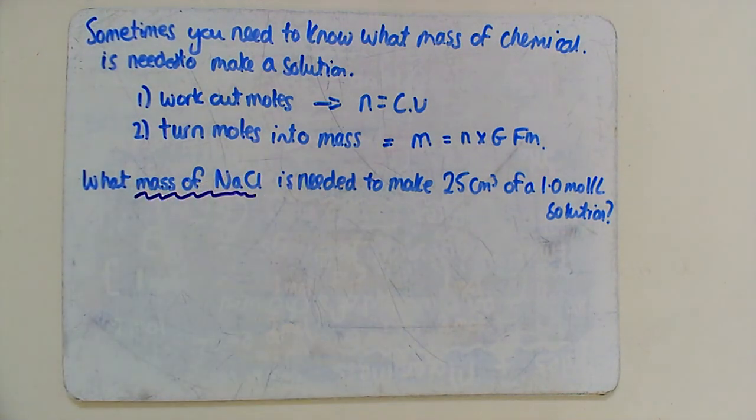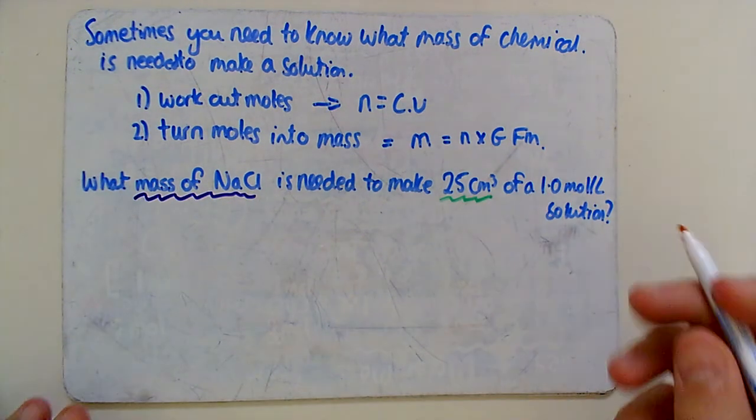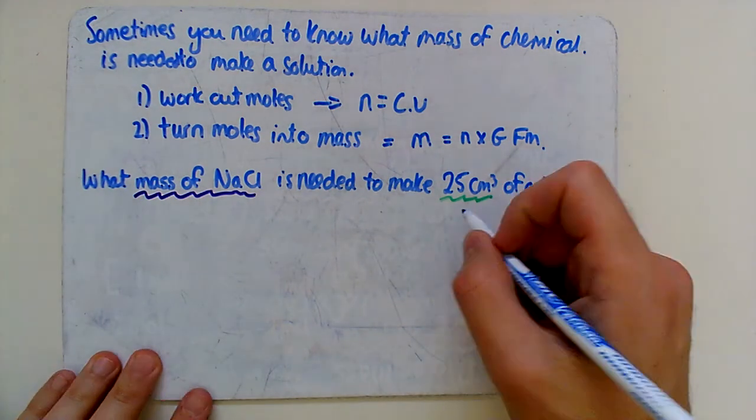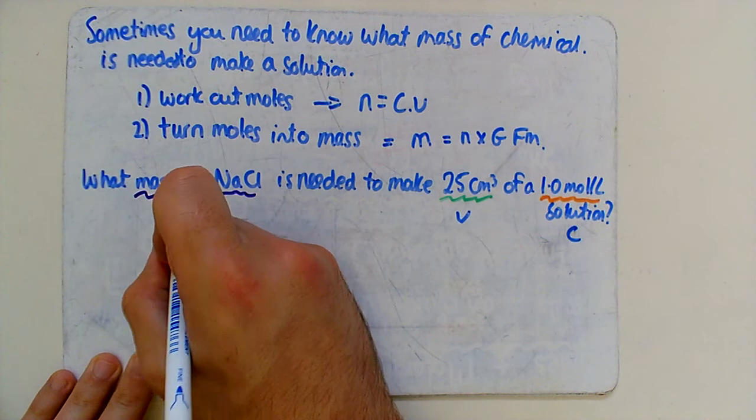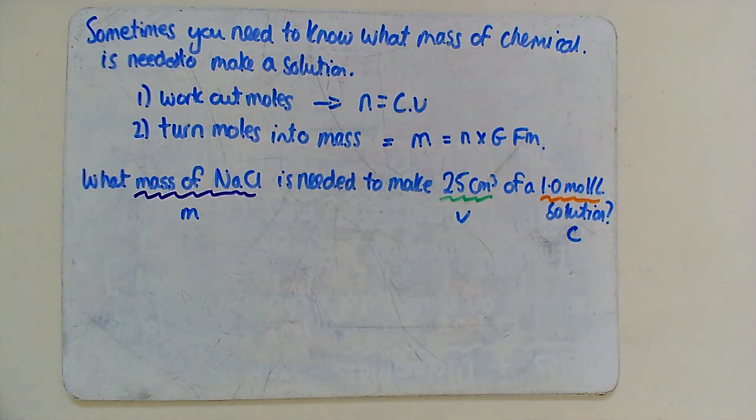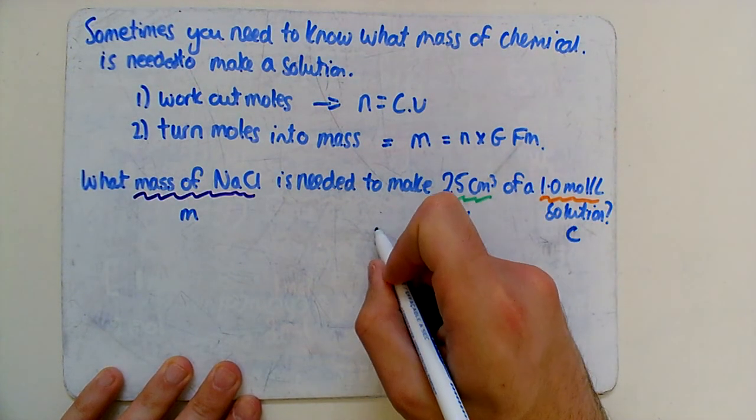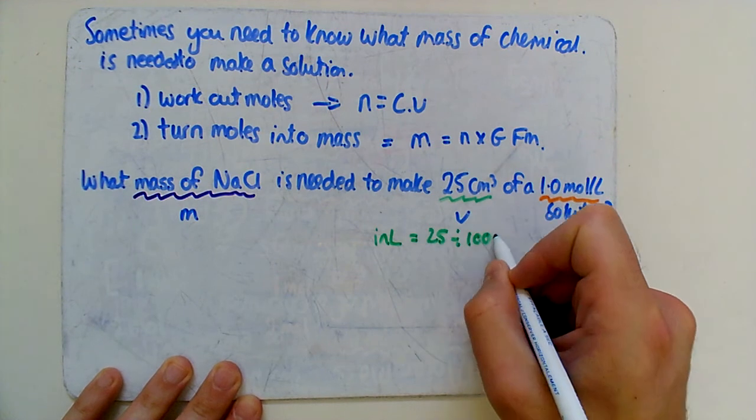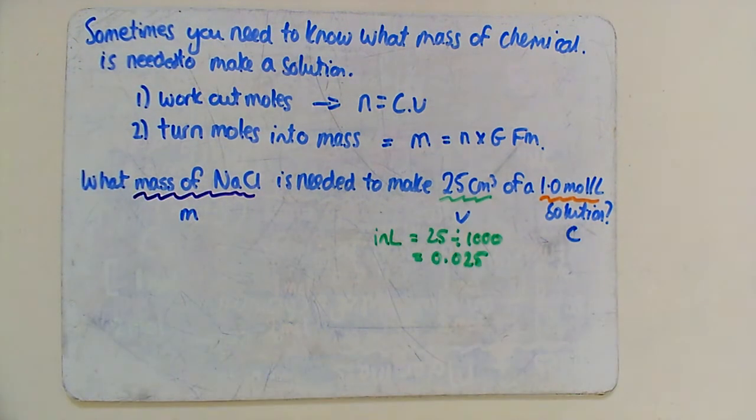But the bits of information we have, we've got 25 centimeters cubed and we have got 1 mole per liter. So we have got a volume, we've got a concentration, and we're wanting to work out mass. Now volume, first thing we need to do, turn it into litres. In litres, so that is 25 divided by 1,000, which equals 0.025.